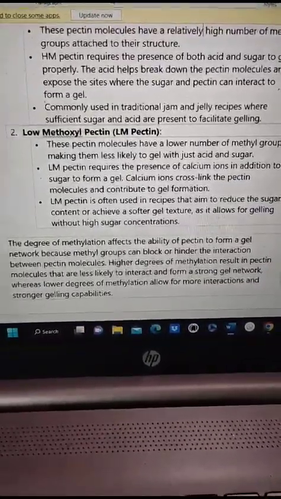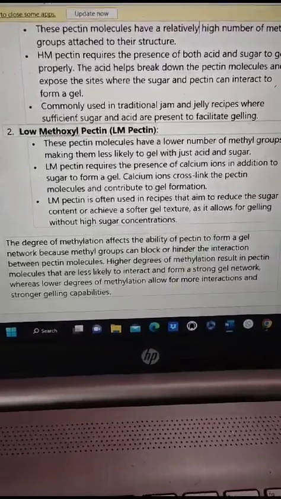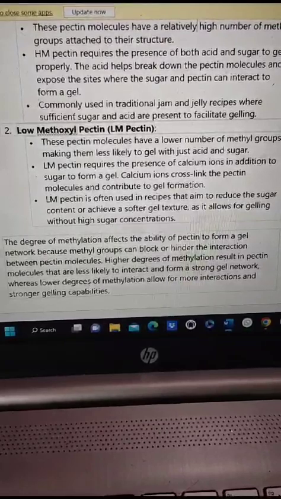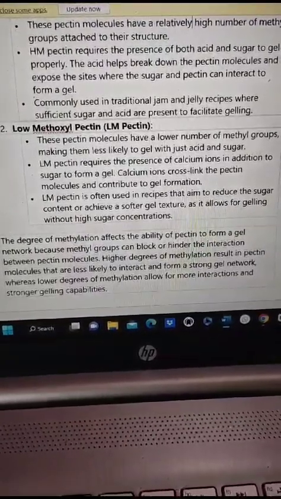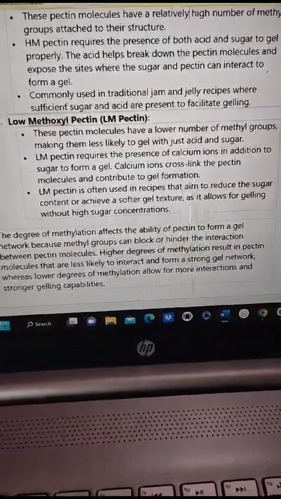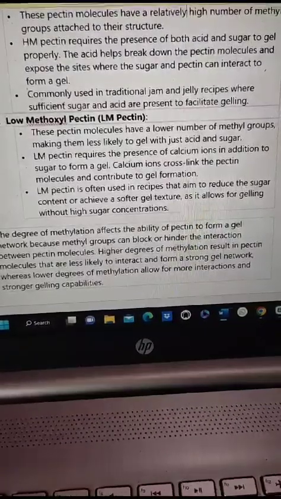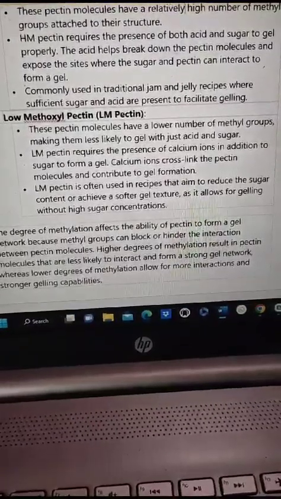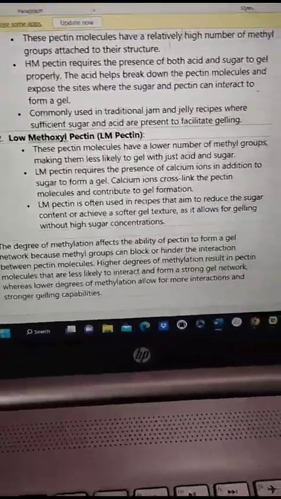Therefore, the degree of methylation affects the ability of pectins to form the gel network, because methyl groups can block or hinder the interactions between the pectin molecules. A high degree of methylation results in pectin molecules that are less likely to interact and form a strong gel network, whereas a low degree of methylation allows for more interactions and strong gelling capabilities.